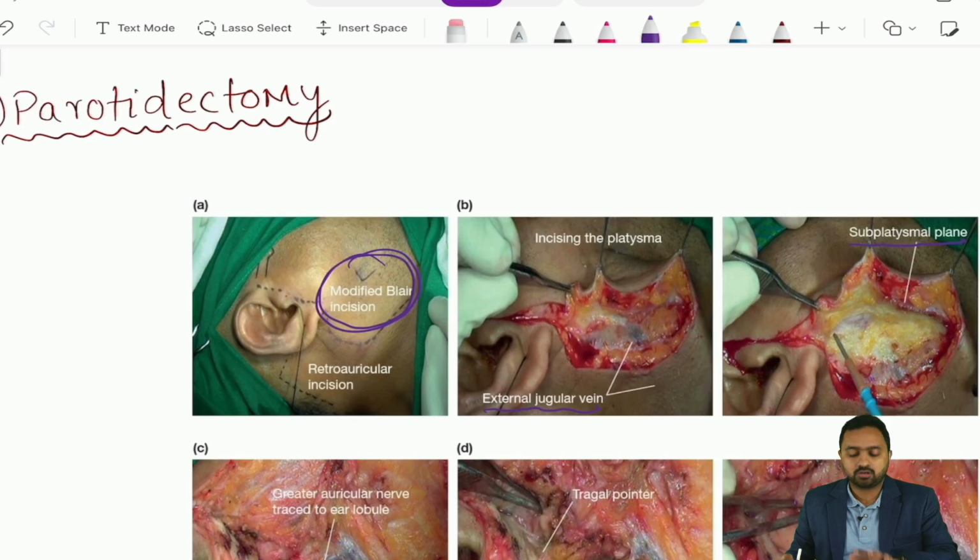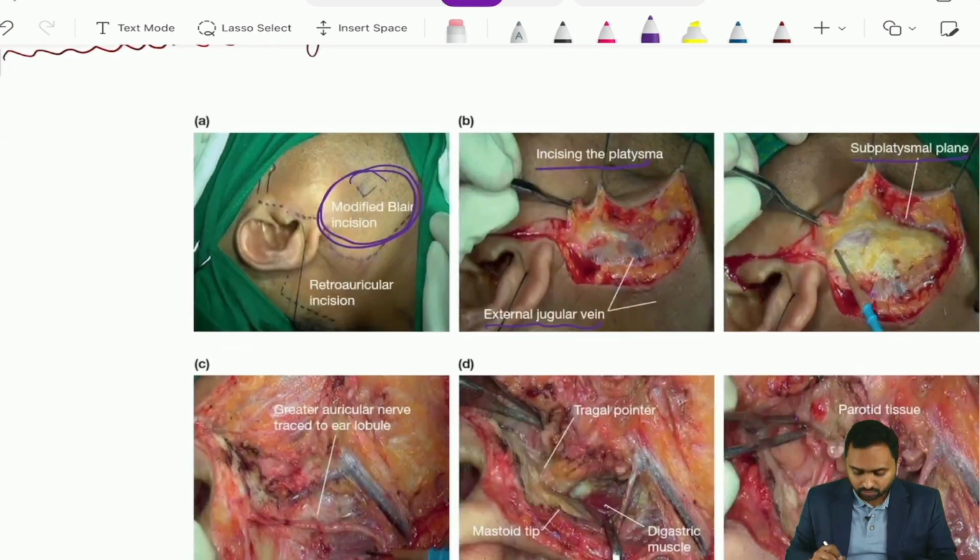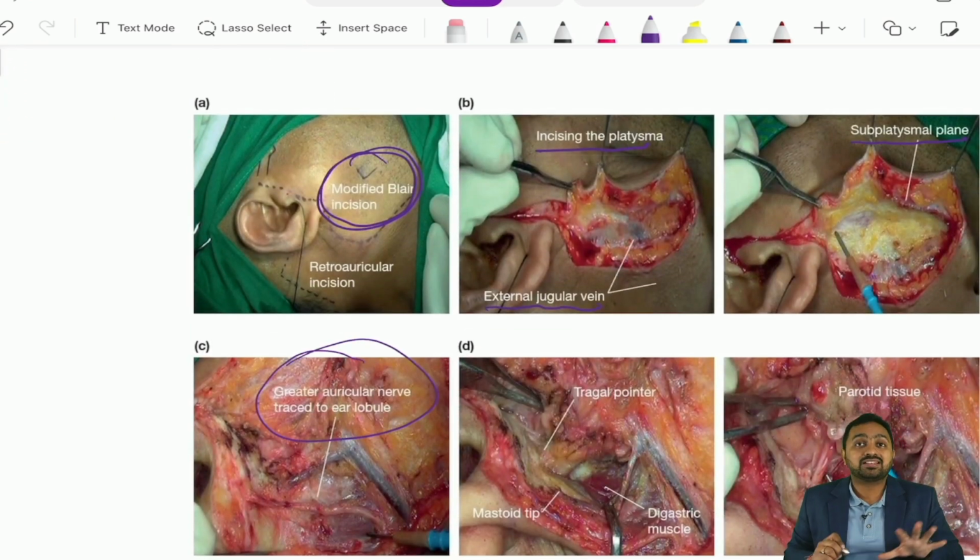This is used for your parotidectomy. If you see the steps involved, there is incising of the platysma, on which you have the exposure of your external jugular vein. This should be preserved during your parotid gland surgery. Then you have your subplatysmal plane dissection, where you come across your greater auricular nerve, which can be traced down to the ear lobule, and this should be preserved.